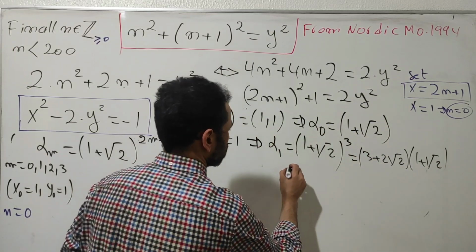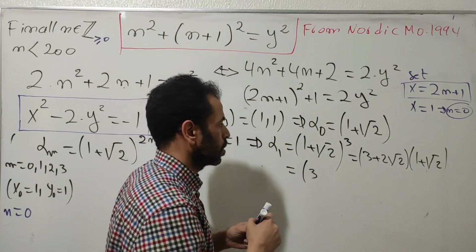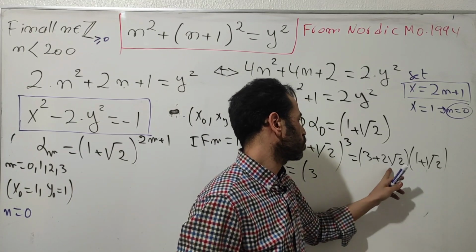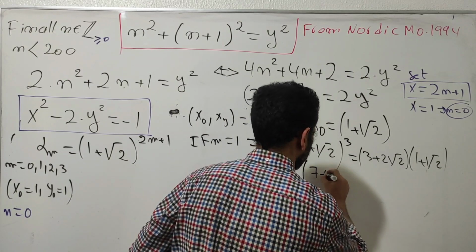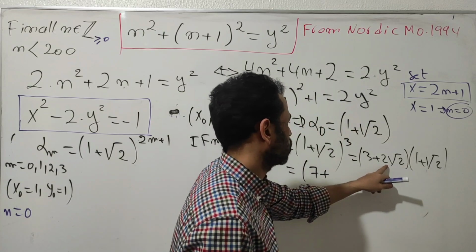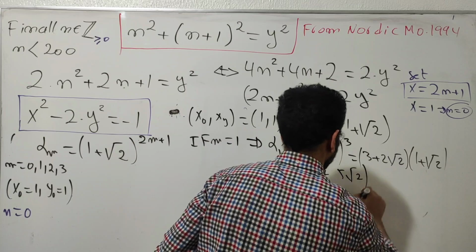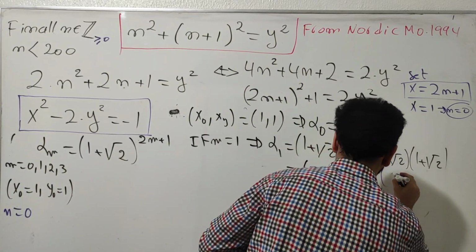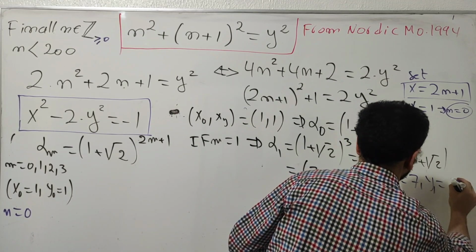Let's distribute this out. It gives us 3 plus this term: 2 square root of 2 multiplied by square root of 2, which is 2 multiplied by 2, which is 4. 4 plus 3 is 7. So we get the 7 here. So we get 3 multiplied by square root of 2 plus 2 square root of 2, which is 5 square root of 2. So here is another solution: x1 equals 7 and y1 equals 5.